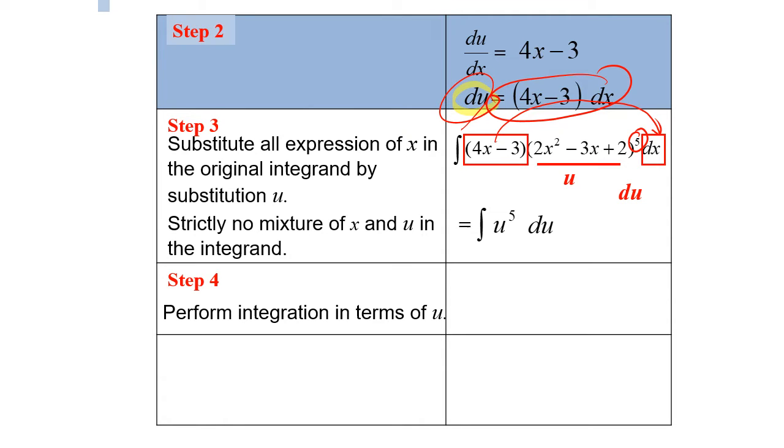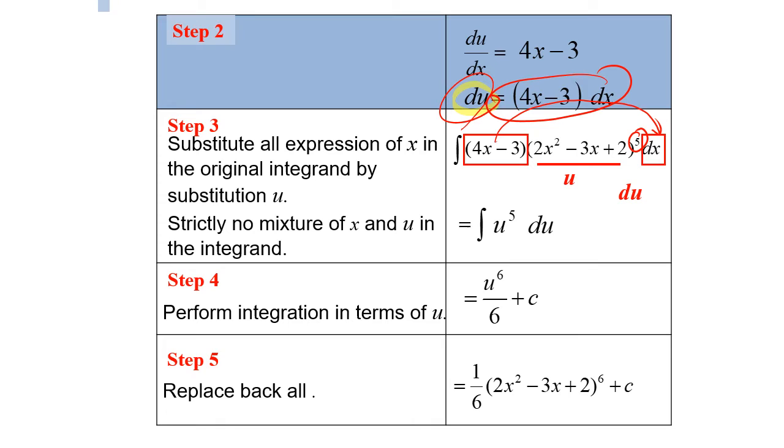We can directly use the basic rules of integration. So perform integration in terms of u. Integrate u to the power of 5 with respect to u, which is in the form of the integration of x to the power of n with respect to x. We get u to the power of 6 over 6 plus c. So that's step number 4. And lastly, because the question is in terms of x, we need to replace u back with x. So u is equal to 2x squared minus 3x plus 2, all to the power of 6, divided by 6, plus c. So that is the step in solving integration by substitution.